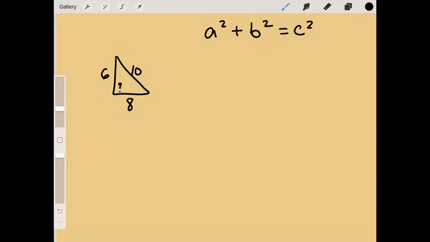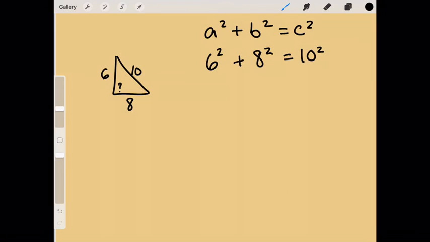Always, always, always, the hypotenuse has to be the longest. If it's a right triangle, the biggest value is our C. All right? So now we're going to go in and test these numbers. 6 squared plus 8 squared equals 10 squared.